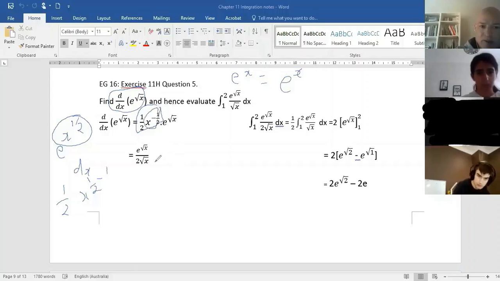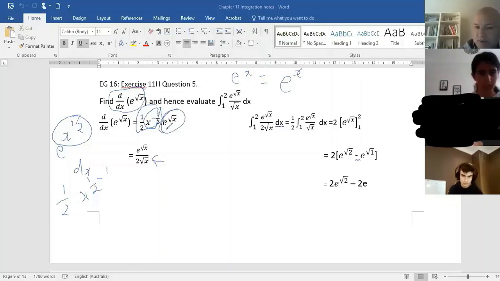Okay, so the 2 goes down in the denominator, the x to the power of a half, which is just the square root of x, that's down in the denominator, and this e to the square root of x is just up the top. Any questions up to there?